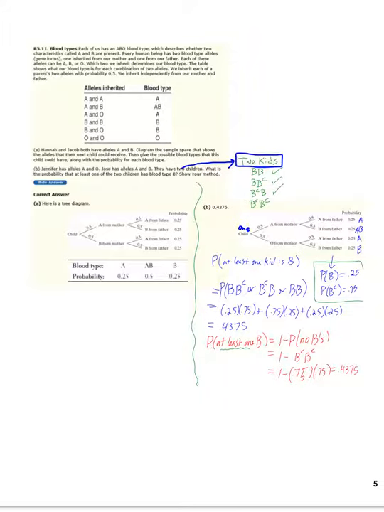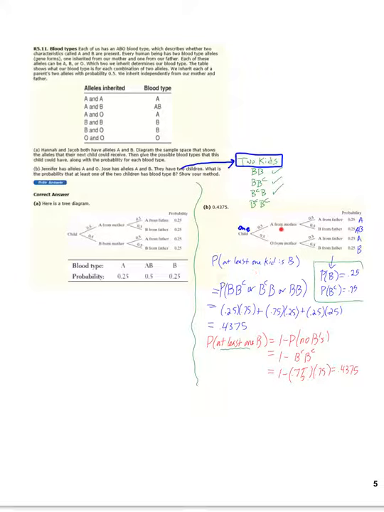Part B: Jennifer has alleles A and O. Jose has alleles A and B. They have 2 kids. What's the probability that at least one of them has blood type B? All right, so all the possibilities for the 2 kids are right here. Here's the tree diagram in the second scenario. So the resulting blood types are either going to be A, B, A, or just B. And at least one kid being B is 3 of the outcomes.